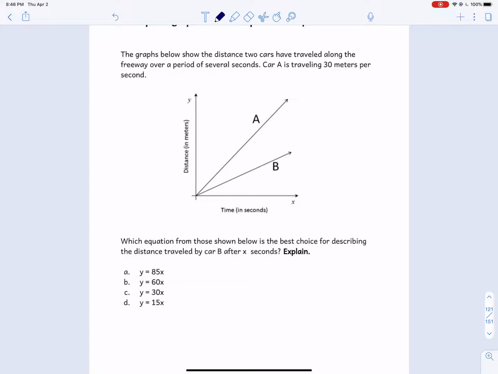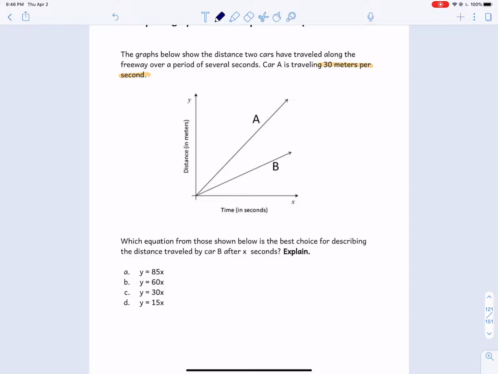Okay, we have no numbers on the graph, but we do have some information about car A in the first description. Car A is going 30 meters per second, so 30 meters per second is our slope. So the slope is 30. Car B is going slower, and looking at the line, we see that the slope is less. So whatever we choose has to be less than 30.